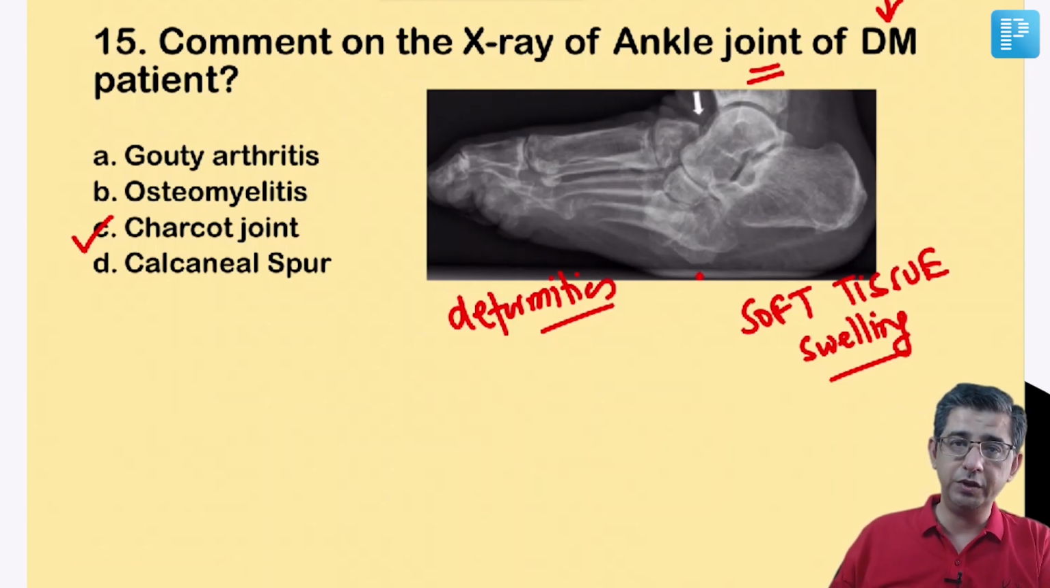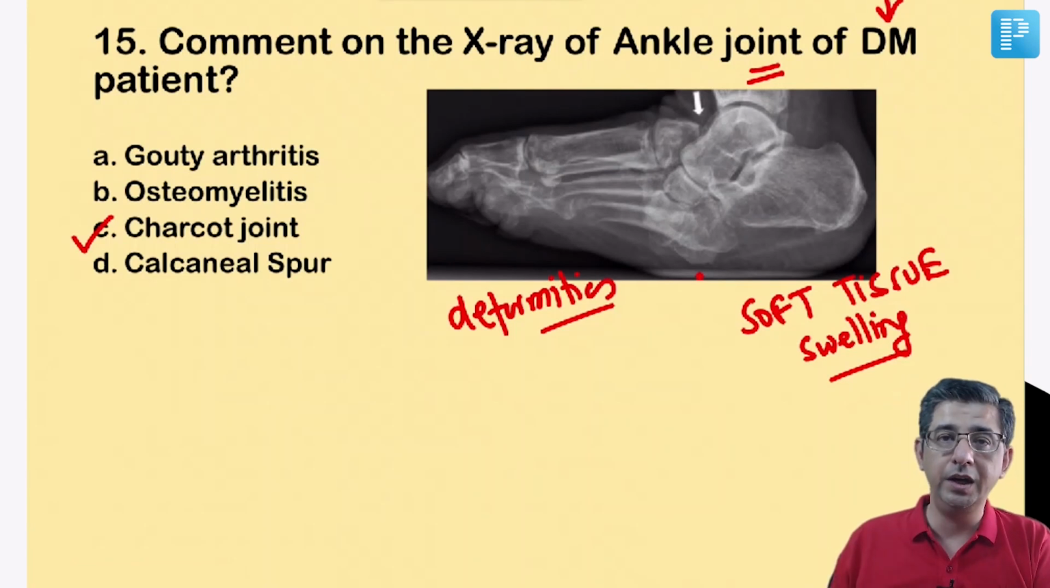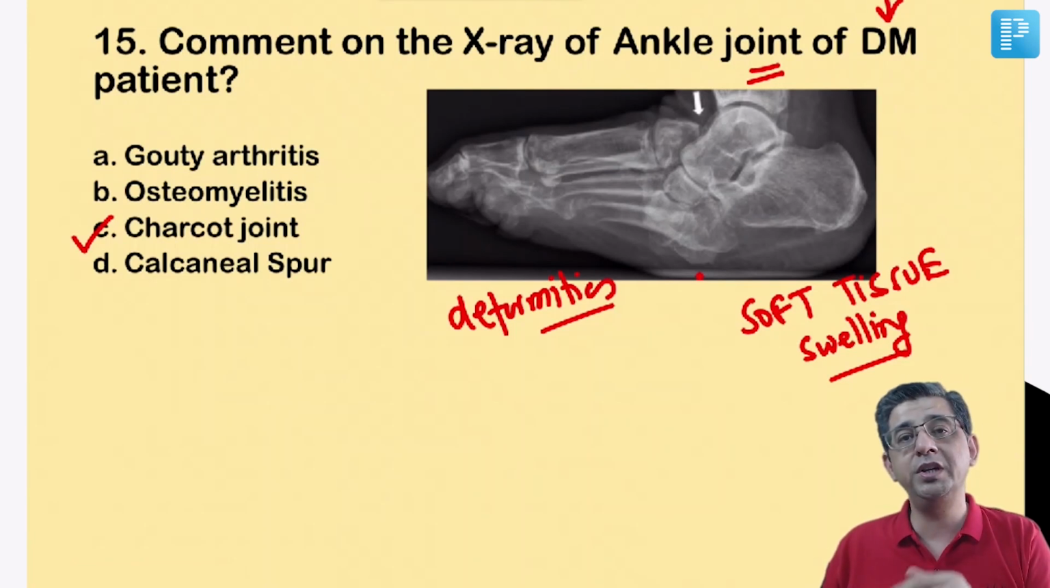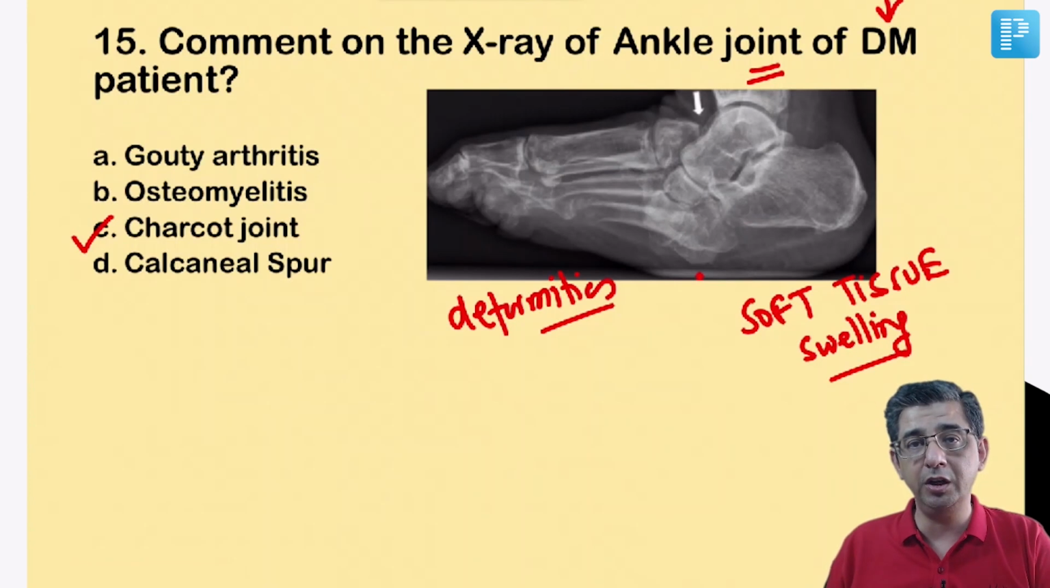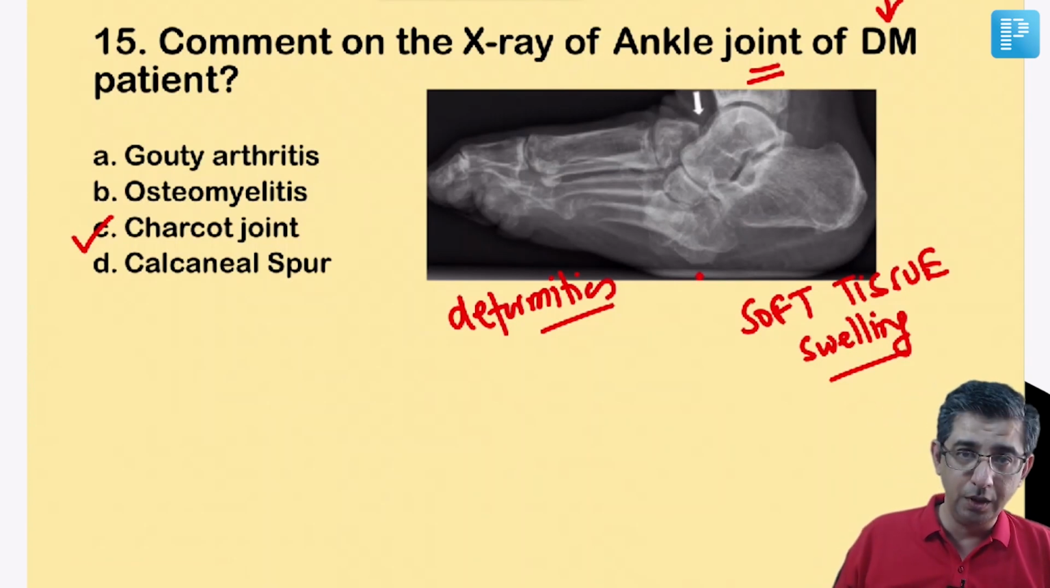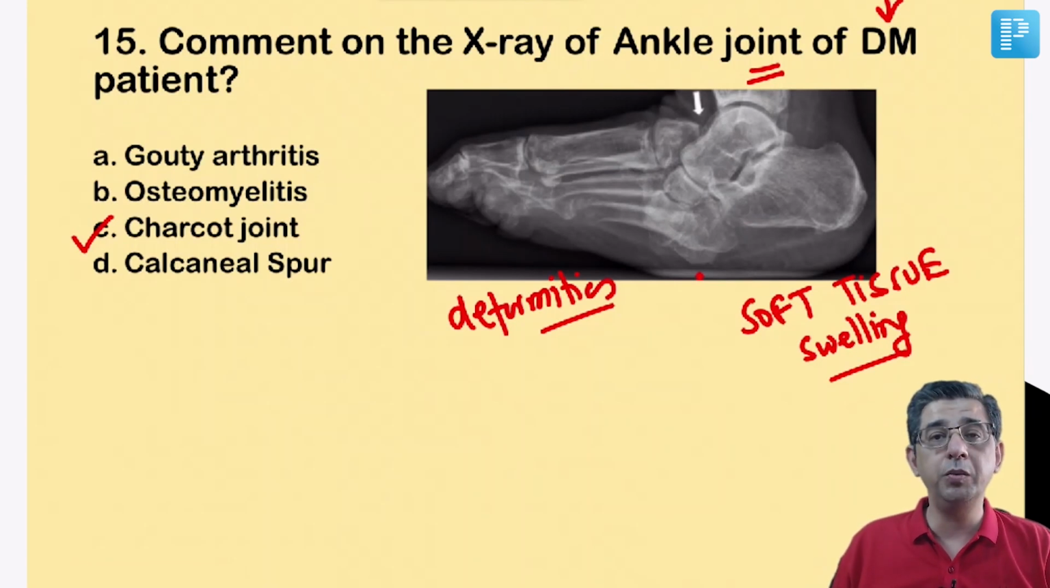The X-ray is obviously a lateral view of the ankle in which you can visualize the small joints, but I want to highlight that per se if they ask you in Charcot joints and diabetes mellitus which are the joints that are involved, the answer is not ankle joint. The answer is the small joints of the foot that would be involved in this case.